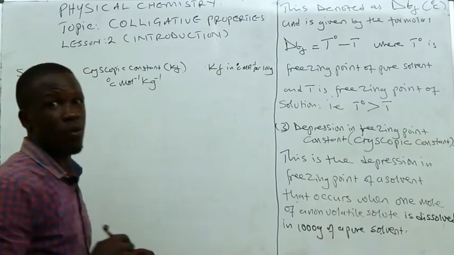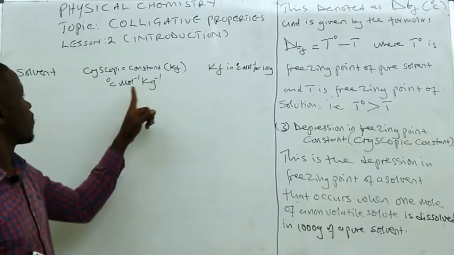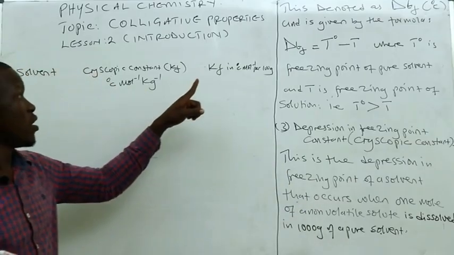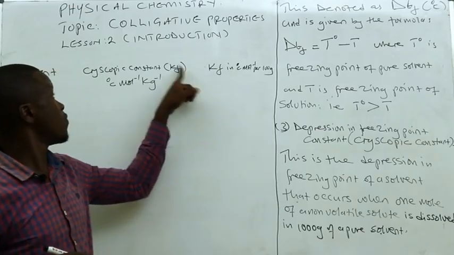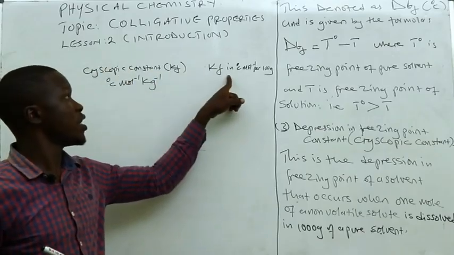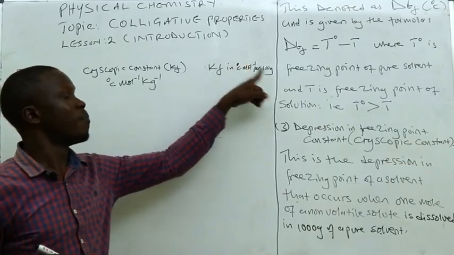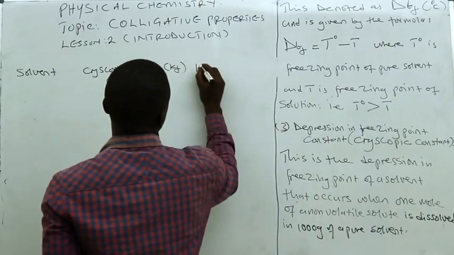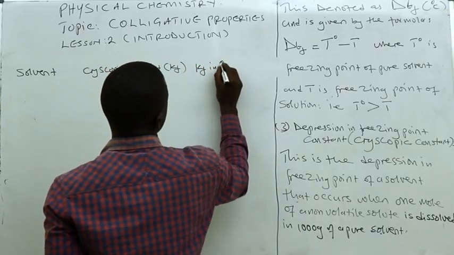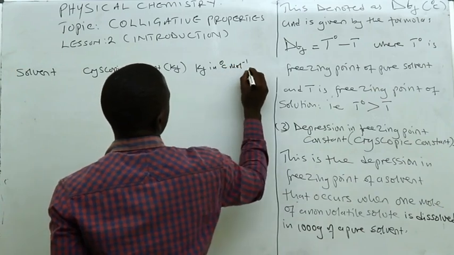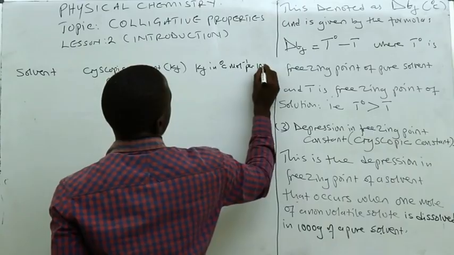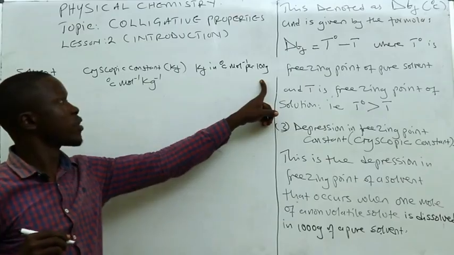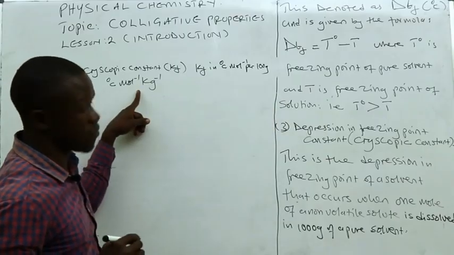It is possible for someone to give Kf per kilogram. That is the standard. But someone can as well give the Kf in degrees Celsius per mole per 100 grams. So here the volume of the solvent is lower. Here the volume of the solvent is higher.